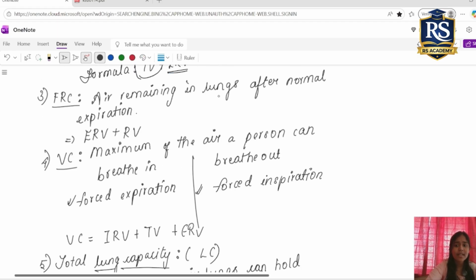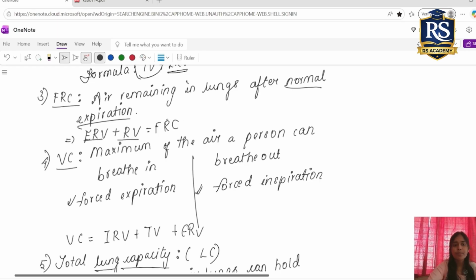And now comes the functional residual capacity. What is functional residual capacity? The amount of air that is remaining in our lungs after the normal expiration. We are expiring normally here. After normal expiration, some amount of air will be residing in our lungs. So, ERV along with the residual volume gives us the functional residual capacity.